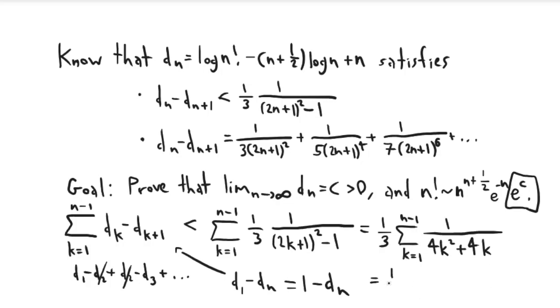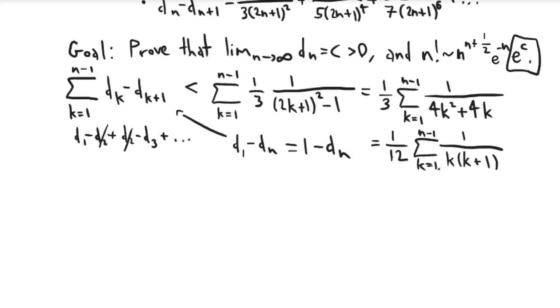So if I pull out the 1/4, that's the same as 1/12 times the sum from k equals 1 to n minus 1 of 1 over k squared plus k, which is the same as k times (k plus 1). So these are equal. Now you can check that for any of these specific values of k, the summand here is equal to 1 over k minus 1 over k plus 1.